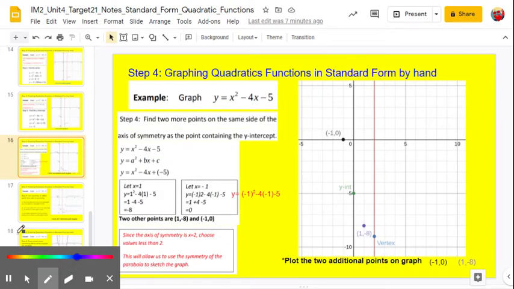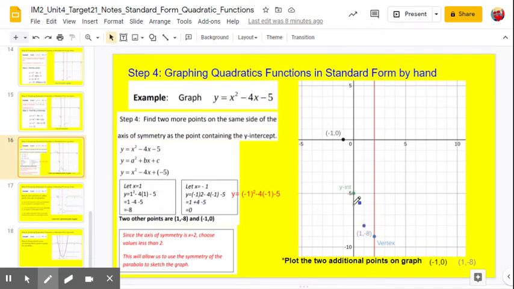All right, the next thing we do is find one or two additional points on the same side as the y-intercept. In this case, the y-intercept was to the left of the axis of symmetry, so I want to find two more points that are also left of the axis of symmetry. We know the line of symmetry was x = 2, so one value you could substitute for x would be x = 1. Here we substitute x = 1, and we end up getting -8. So we plotted the purple point (1, -8).